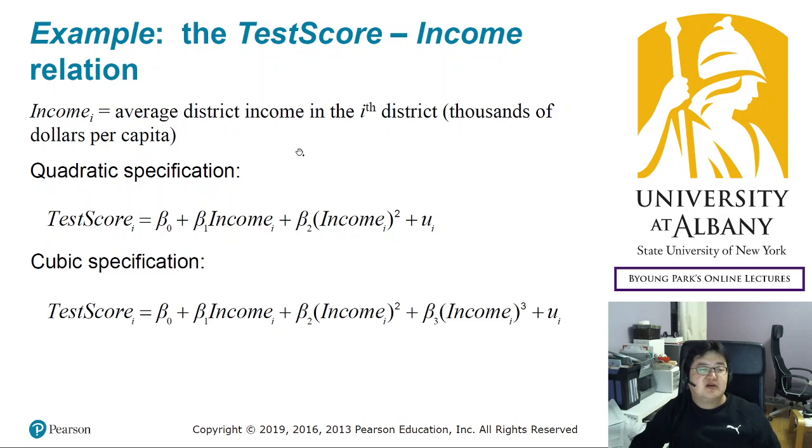Here is an example, like the one we considered before. Income is the cause of nonlinearity, and test score is the outcome. So you may include income squared, and additionally you may include income cubic. If you want, you may go on and on, but I think squared will be enough, maybe. Let's see how it works. So then let's see what happens if you include the quadratic term only.